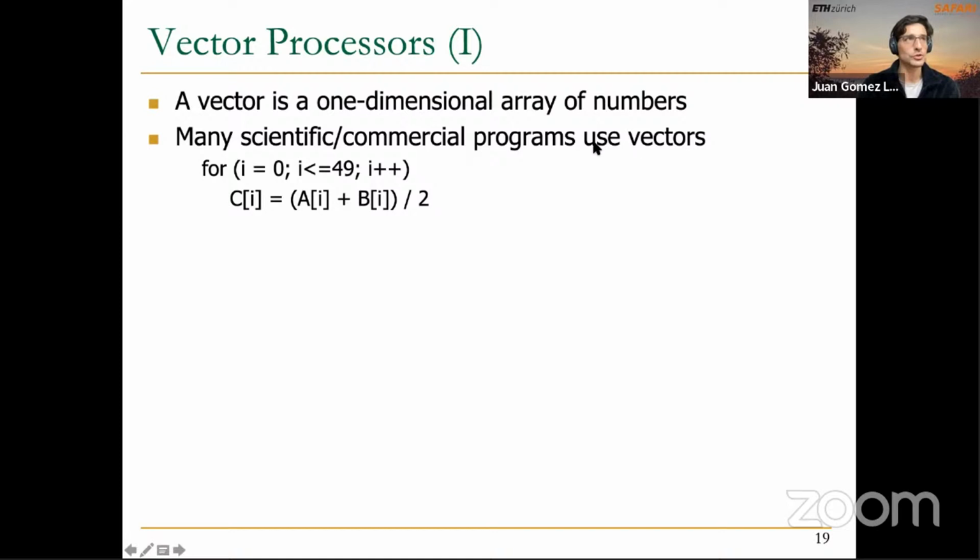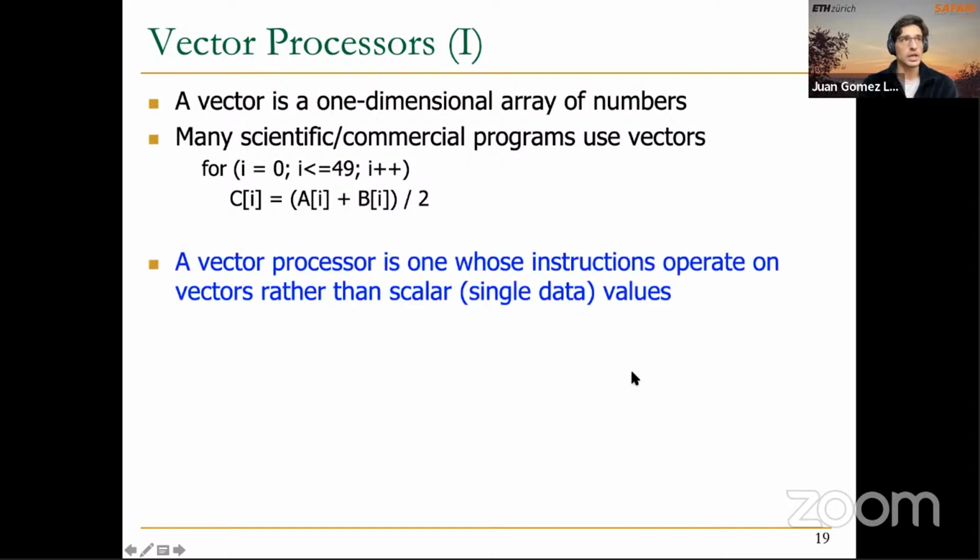So we are going to use today this simple code as a running example. Notice that this is a purely sequential code to be executed on a SISD machine, instruction by instruction, data element by data element. In this case, what we have is a for loop, 50 iterations. And here we are essentially reading two elements from memory, elements from arrays A and B, adding them, dividing by 2, and storing the result in the corresponding element of array C.